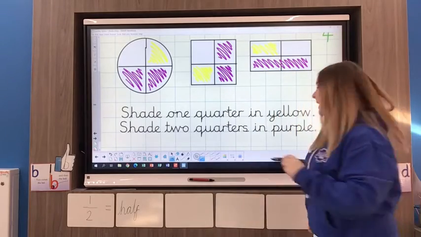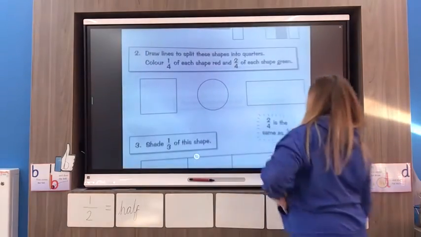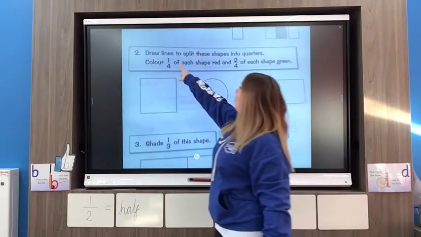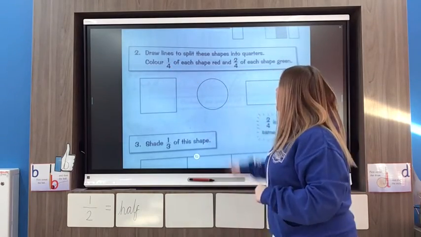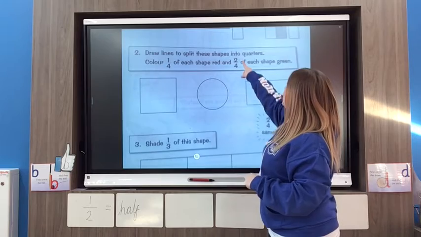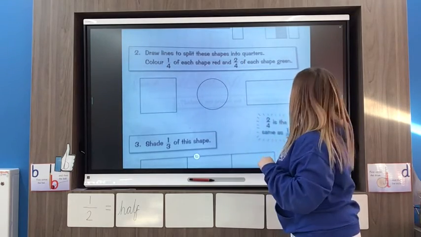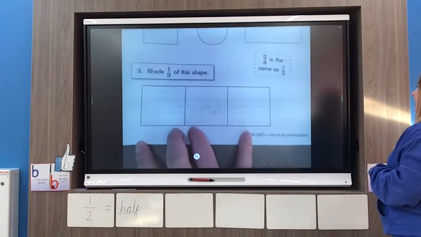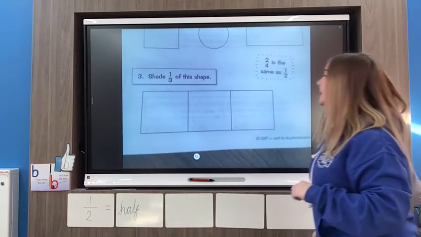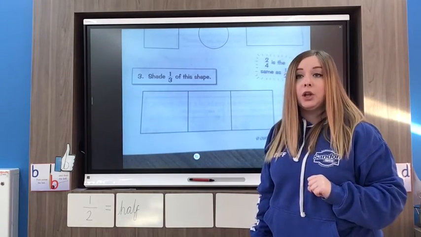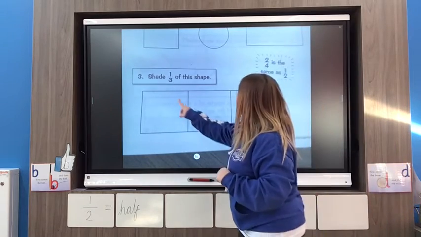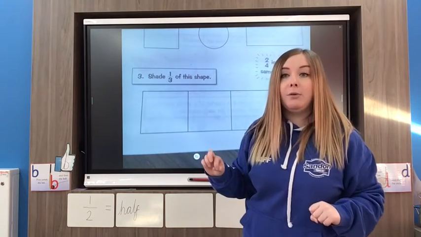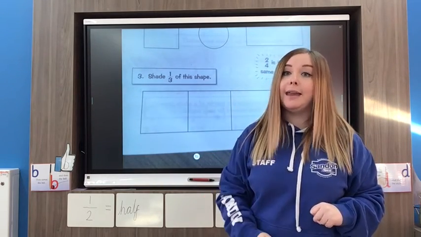So I've got to colour in 2 now so that they're purple. Okay, year 4, now it's your turn. So once you've split these shapes into quarters, you've got to colour 1 quarter, so 1 of those 4 in red, and 2 quarters, so 2 of those pieces in green. Okay, and then your final question out of your booklet is asking you to shade 1/3 of this shape. So we've got 3 pieces, which is why our bottom number is a 3, and I want you to figure out how many have you got to shade in.